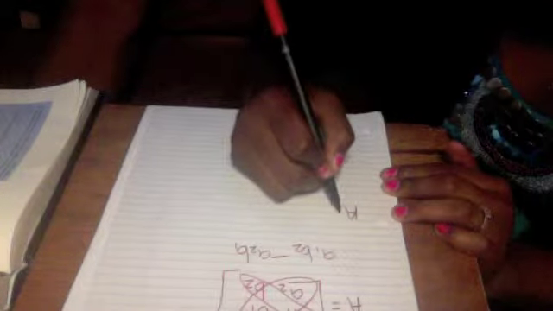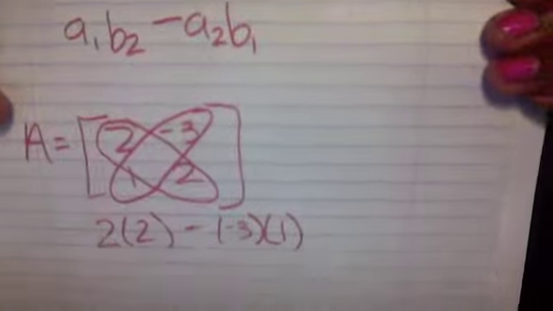Now let's do some examples. A equals 2, -3, 1, and 2. You're going to cross multiply like before, and now you have 2 times 2 minus -3 times 1. Now you have 4 plus 3, which now equals 7.